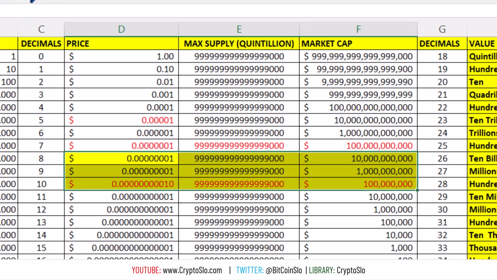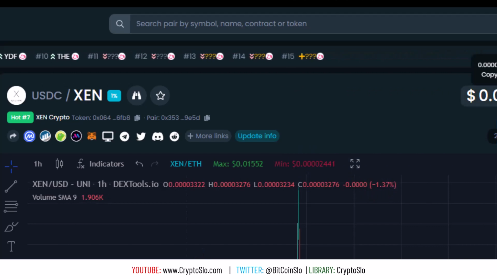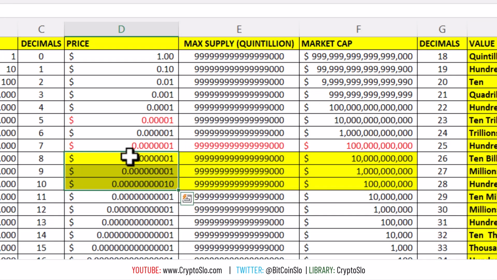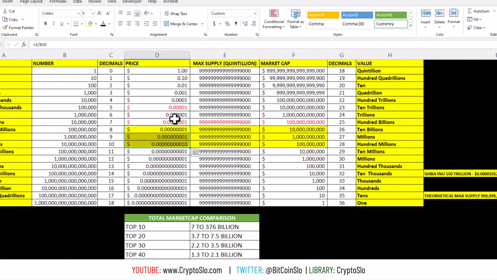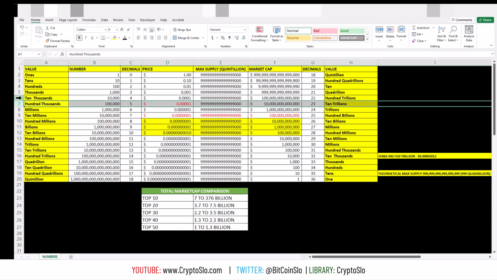Now you can see why I'm kind of cautiously DCAing into this, because this could go much lower than what it is currently. Okay, 1, 2, 3, 4, 5. So we're currently sitting right here.